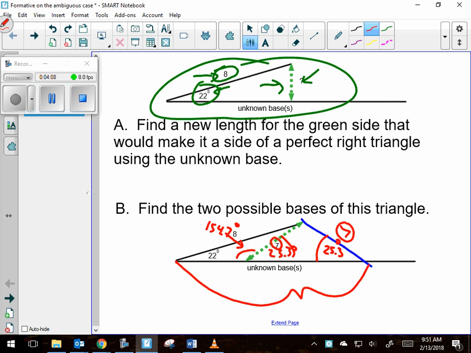All right. Who has the long base? Raise your hand if you think you got that. Yes, sir. What do you think? Can anybody verify 13.76? All right, excellent.